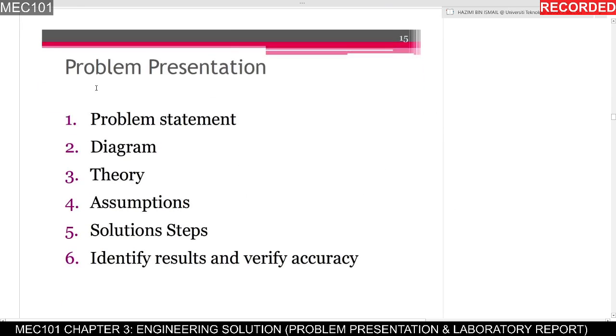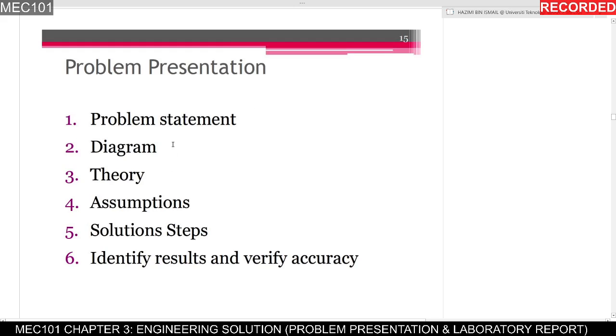For the problem presentation, we should have six points or criteria that you have to take into consideration. The first one is the problem statement. If you do not have the statement, it means that you do not have the problem and you do not have to solve it in the first place, right? So first of all, you must detect or determine what the problem is. So you put the problem into a problem statement.